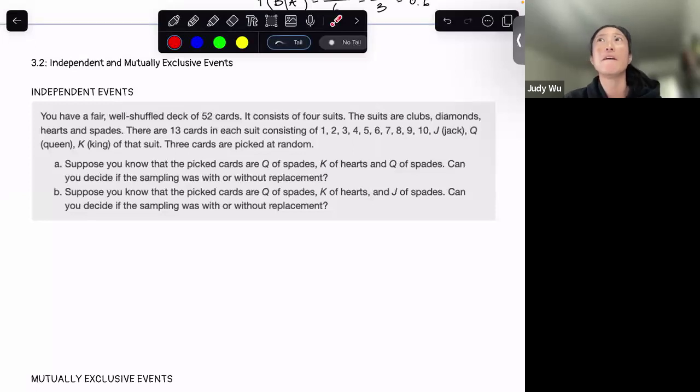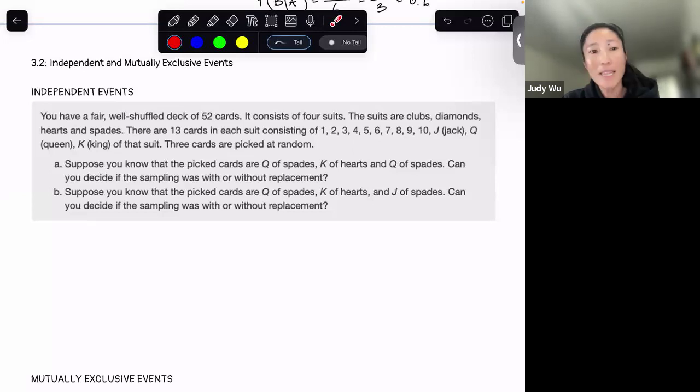Or one event could be buying a lottery ticket and the other event could be finding a penny on the floor. Those two have nothing to do with each other, and so we call those independent events. One of the classic examples of independent events is when we're looking at a deck of cards and pulling cards from the deck.